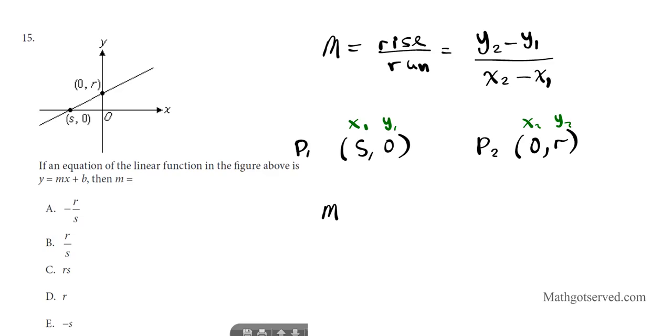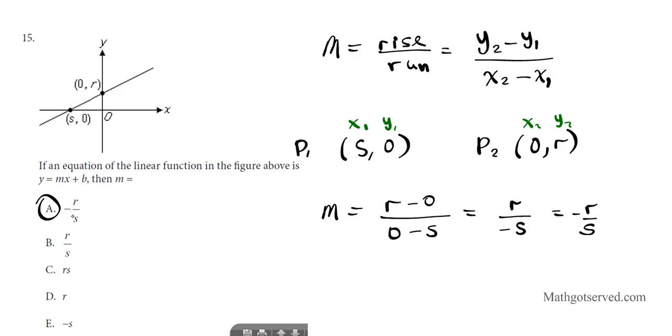So we're going to have m equals y2 minus y1, which is r minus 0, over x2 minus x1, which is 0 minus s. So r minus 0 is r, and 0 minus s is just negative s. This is the same thing as negative r over s. So your final answer is option letter A. So there you have it.